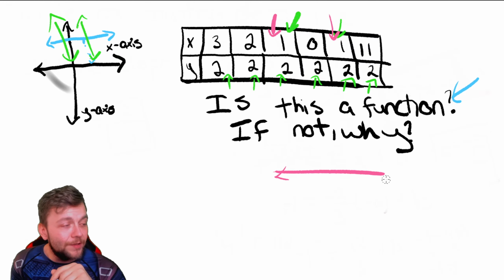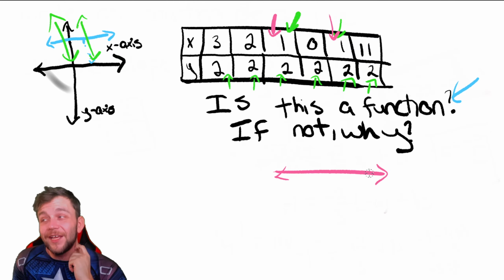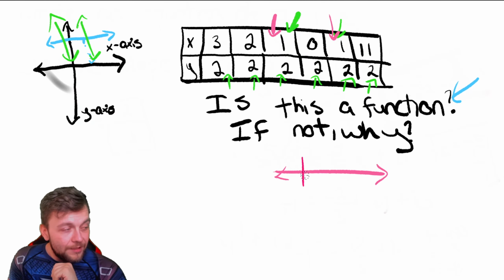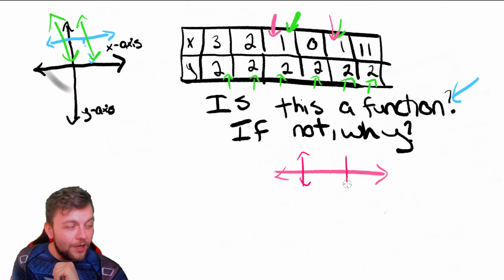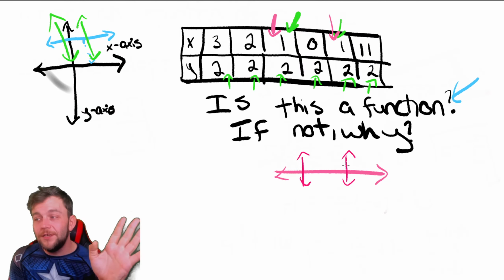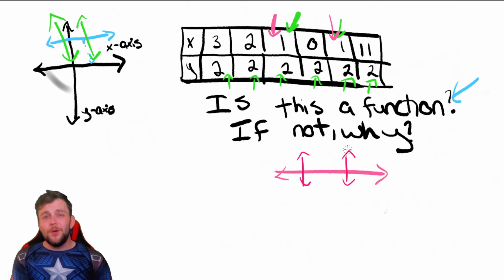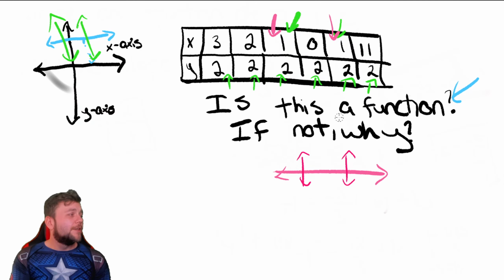It's a horizontal line. A horizontal line will pass your vertical line test, right? That means that you can draw vertical lines throughout it. There are no points where it crosses it twice, so you're good to go. You're rocking out with your functions out.